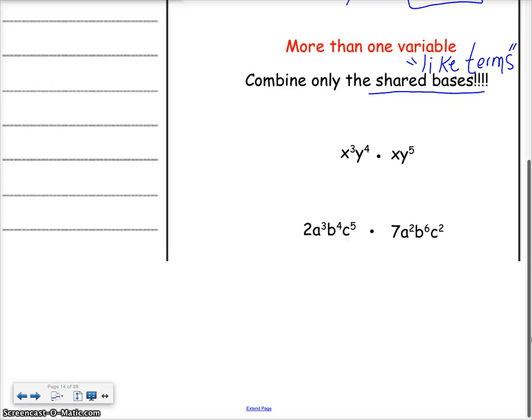So, this next one, I have x cubed, y to the 4th, times x, y to the 5th. So, I can combine my x's. I'm going to go ahead and make my 1 come out just so I don't mess that up. So, this is really x to the 3 plus 1, y to the what? 4 plus 5, which is x to the 4, y to the 9. And I'm done.